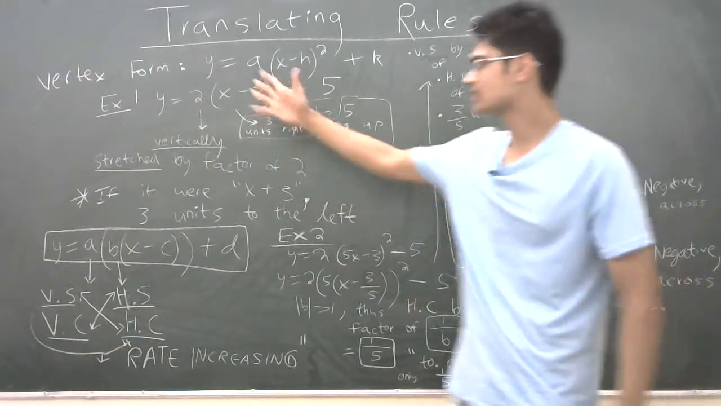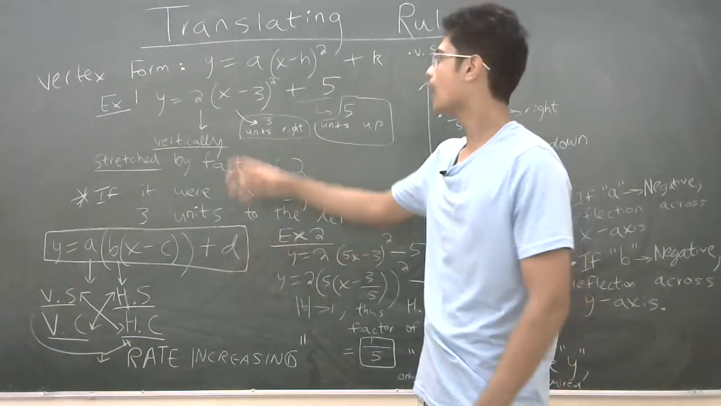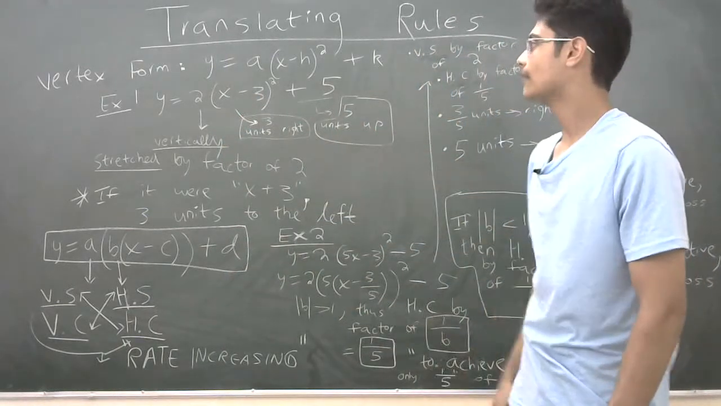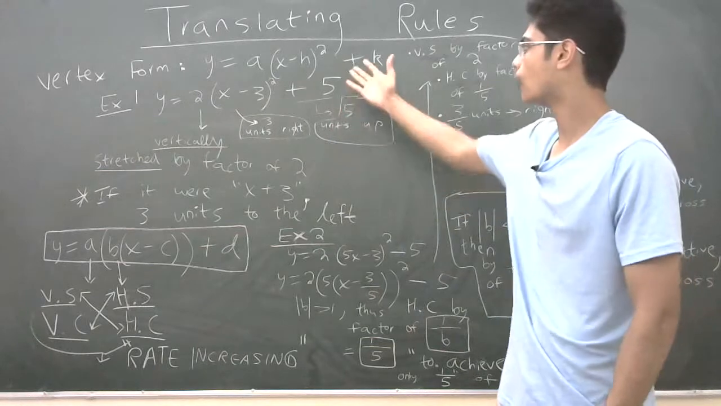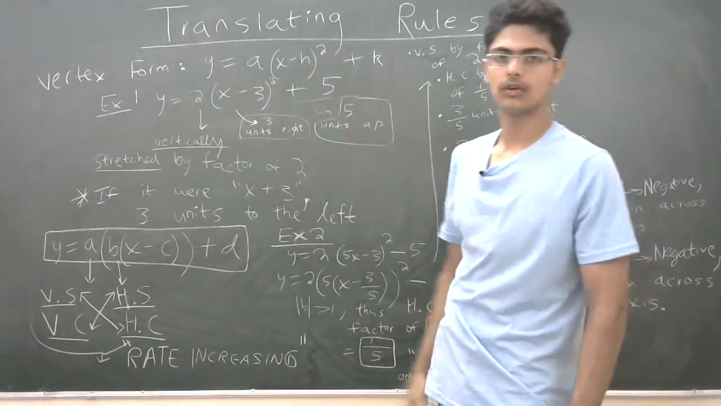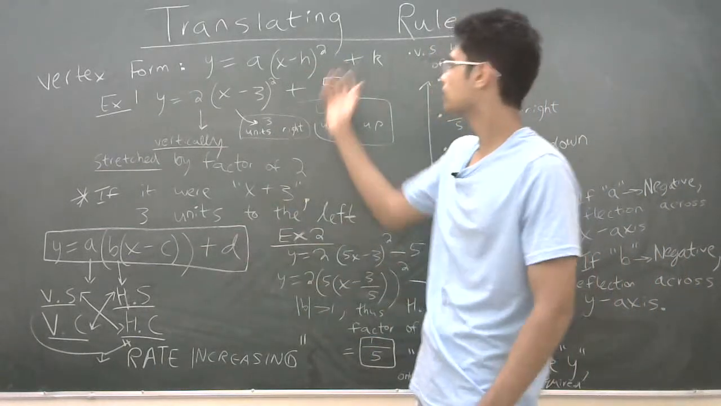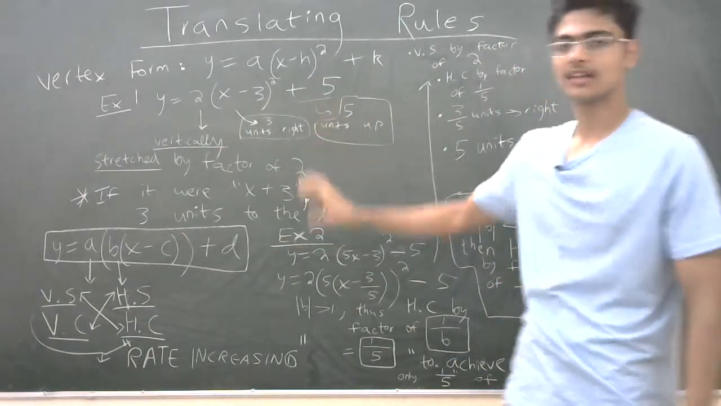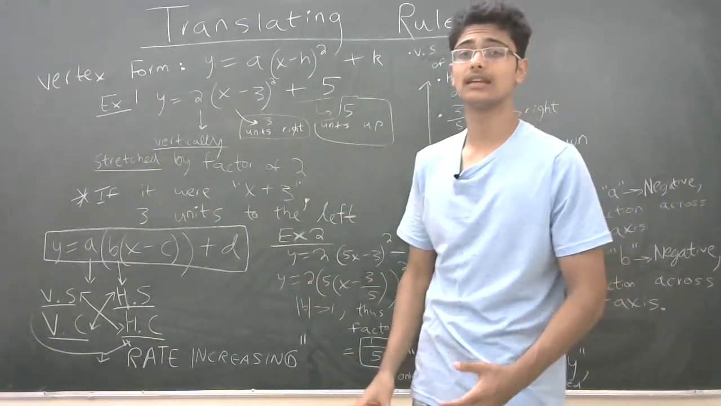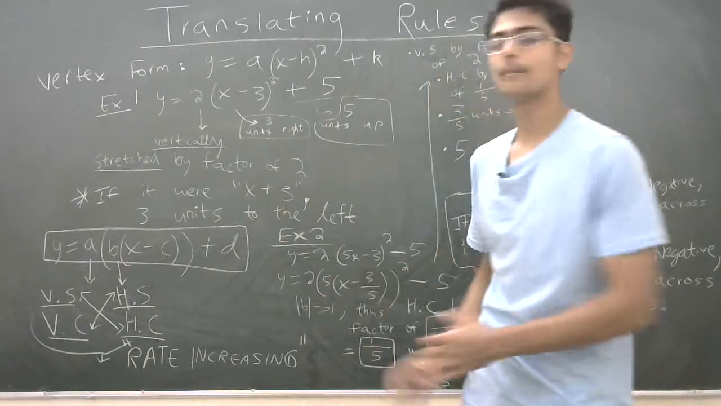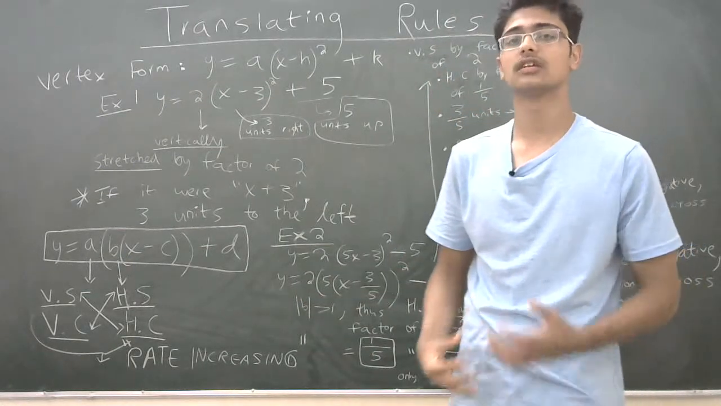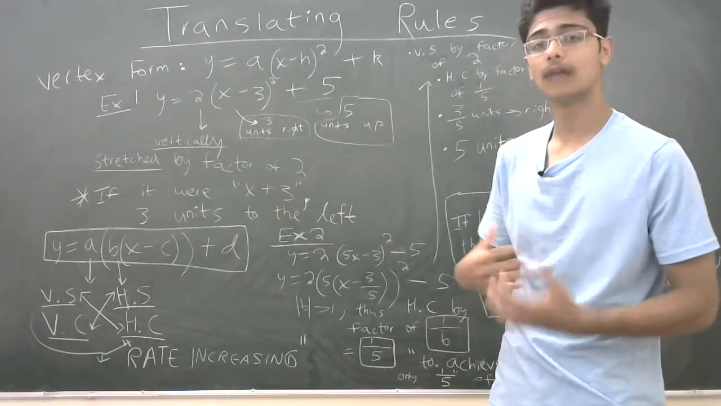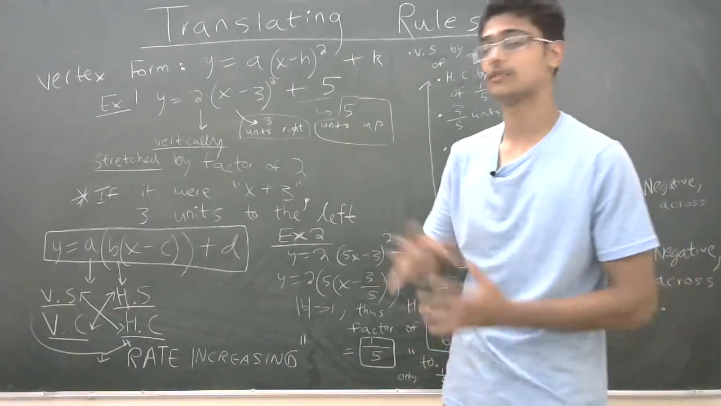And so here I have an example. Say you have 2 times (x minus 3) squared plus 5. And really this is in the form of y equals a times (x minus h) squared plus k, which is known as the vertex form. But really, if you just look at this, it tells you some crucial things, especially how the basic quadratic function, or the parent function y equals x squared, has been moved.